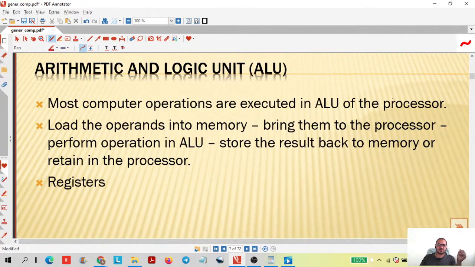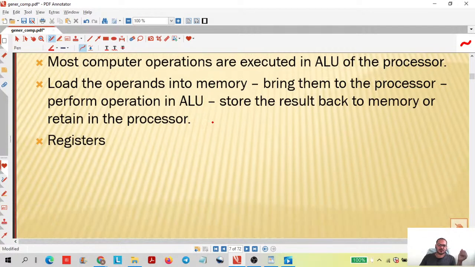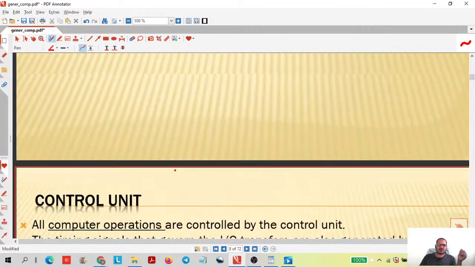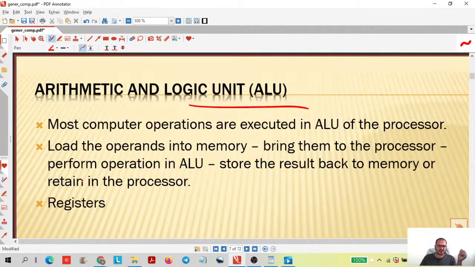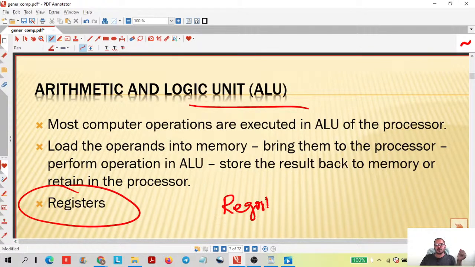I'll revise in this lecture. Then ALU, arithmetic logic unit operation. That ALU operation requires registers to perform the operation. It requires registers to perform some arithmetic logic unit operations, ALU operations.